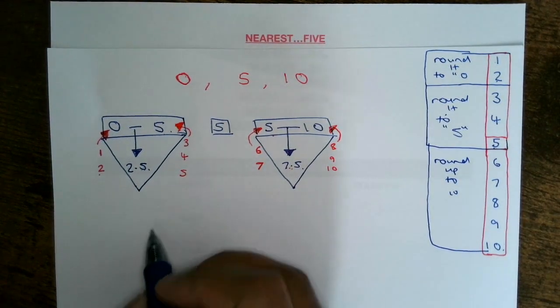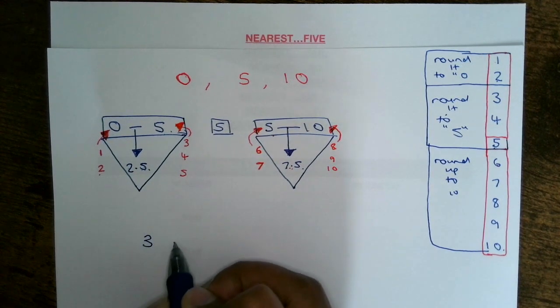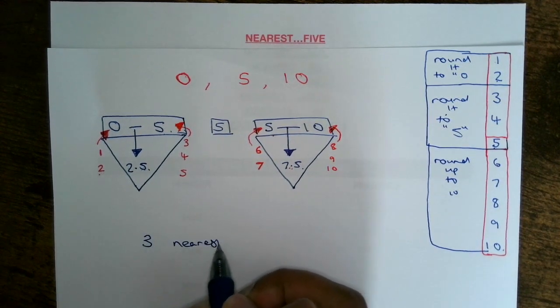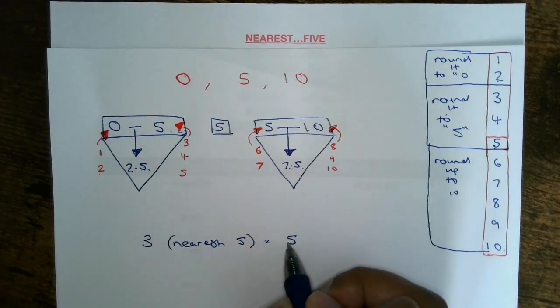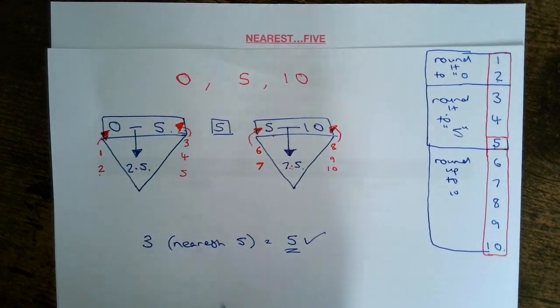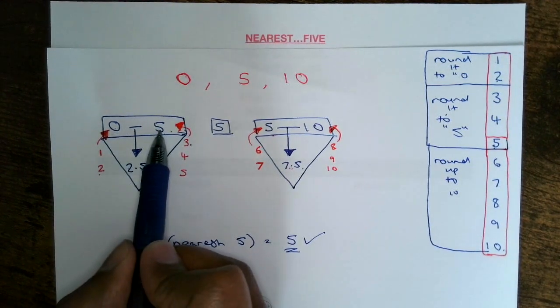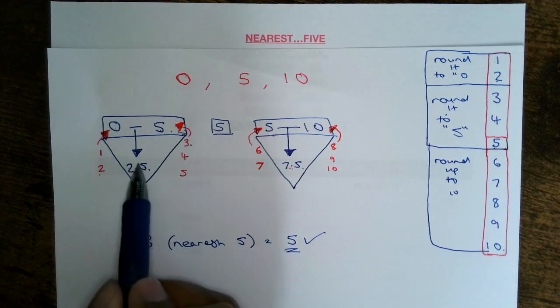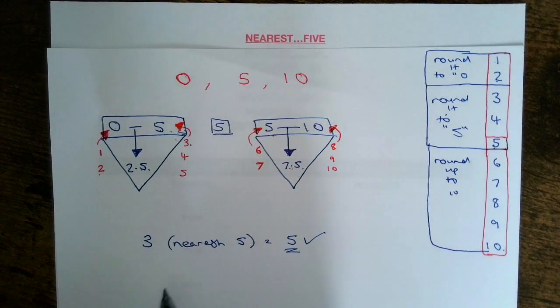So if I said to you, round the number 3 to the nearest 5, the answer would be 5. Because 3 falls into the box between 0 and 5, and it's greater than the midpoint, where the halfway marker is. So you've got a choice really.